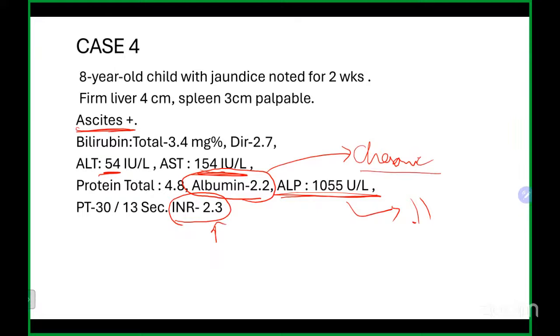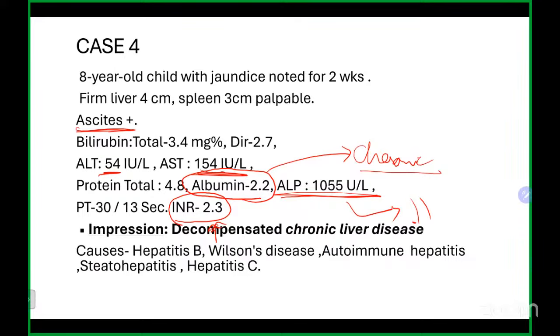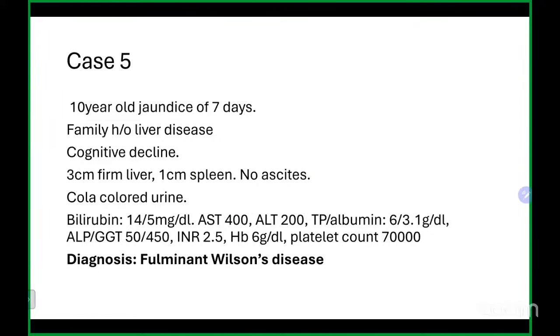So it is a chronic problem. So probably a differentials of chronic liver disease you should think. And INR is deranged, saying that it is decompensated. So this is a case of decompensated chronic liver disease, differentials being Wilson's, hepatitis B, C, and others. Okay. So this is your last case.